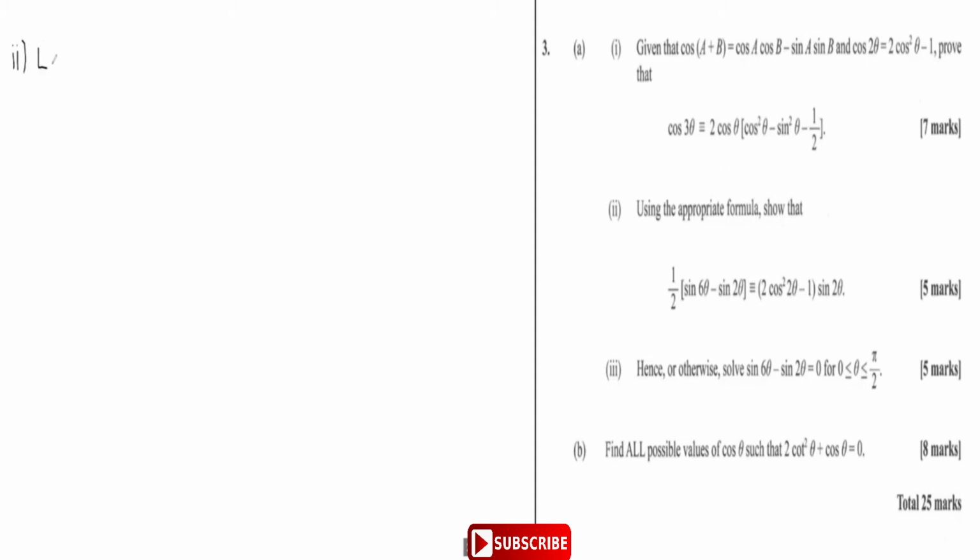So I always like to start with writing down what my left-hand side is. My left-hand side is equivalent to a half of the sine of 6 theta minus sine 2 theta. Now there are 2 ways we can do this.